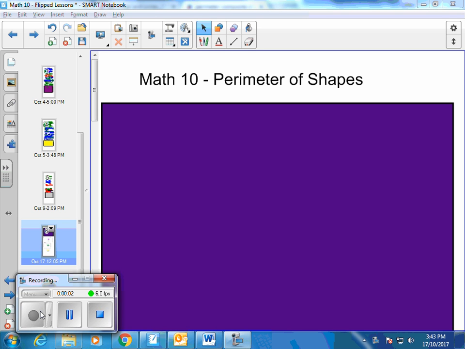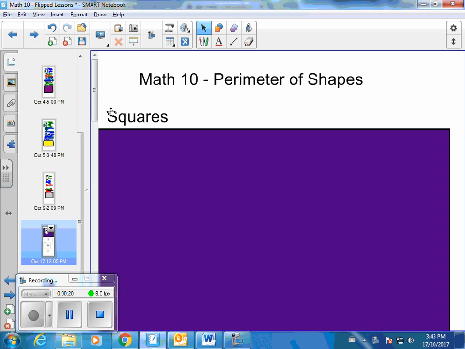Welcome to math class. Trying for round 2 on perimeter of shapes here, since there was a little bit of technical difficulty and the audio wasn't able to come through on that last video, so I had to pull it down and we're trying again. So we are looking at perimeter of shapes. We're starting a new unit on 2D shapes, and we're going to start looking at squares.